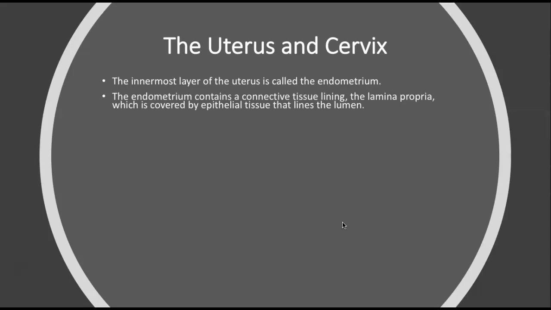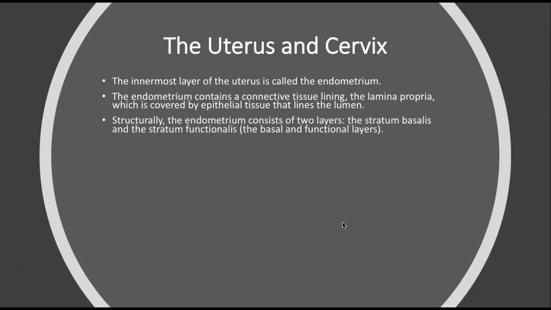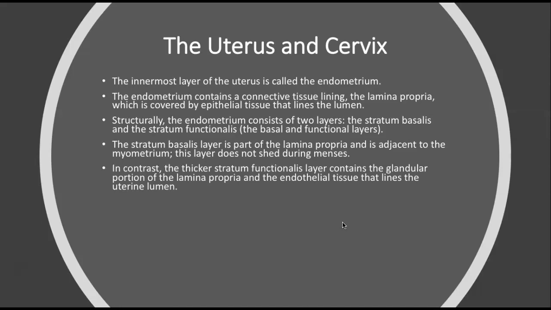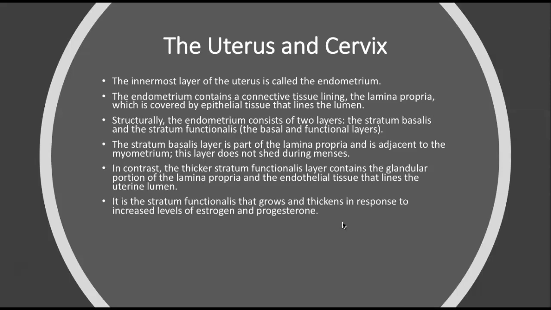The innermost layer of the uterus is called the endometrium, and the endometrium contains a connective tissue lining, the lamina propria, which is covered by epithelial tissue and it lines the lumen. Structurally, the endometrium consists of two layers, the stratum basalis and the stratum functionalis, the basal and the functional layers. The stratum basalis layer is part of the lamina propria. It's adjacent to the myometrium, and this layer does not shed during menstruation. However, the one that's more important to remember is the thicker stratum functionalis layer that contains the glandular portion of the lamina propria and the endothelial tissue that lines the uterine lumen.